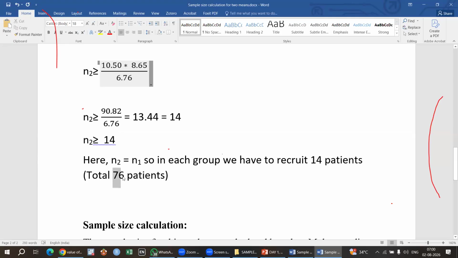So total 28 patients. You can take 15 also. There is no problem here. You can take 15. But we are also calculating loss to follow up. So use this exact value, 14 or 28, then in loss to follow up adding, you can round the figure.